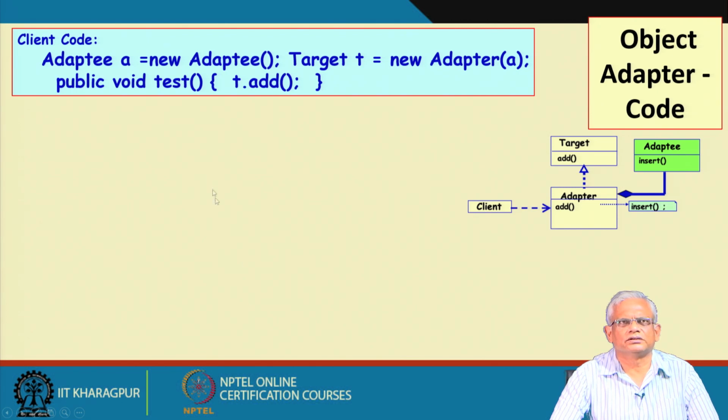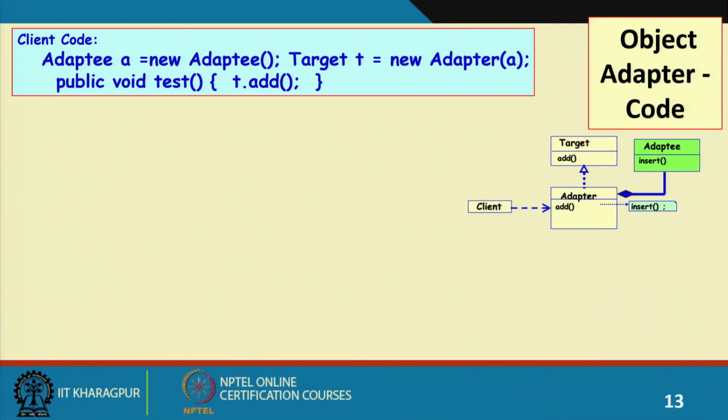Let us see the code here. On the client side, we first create the adaptee object. So, A is the adaptee object, and then we create the adapter and we pass the reference of A here, so that internally the adapter can store the reference. Then in the test method we call t.add and check whether the corresponding insert method of the adaptee is called or not.